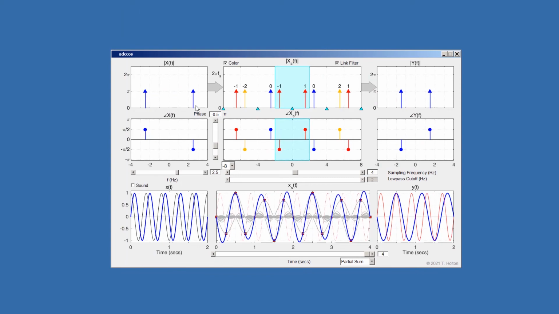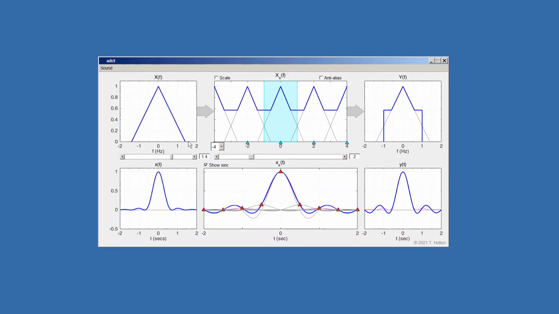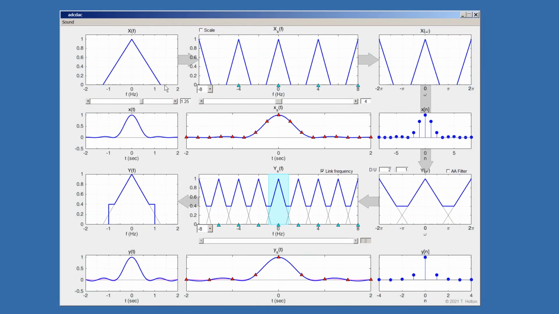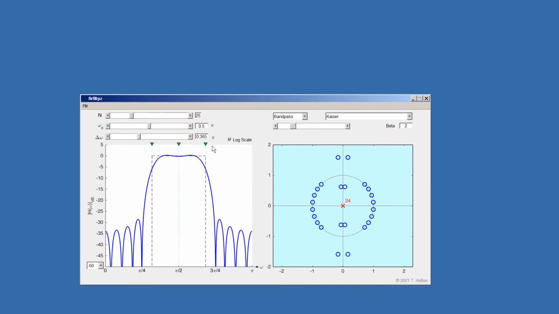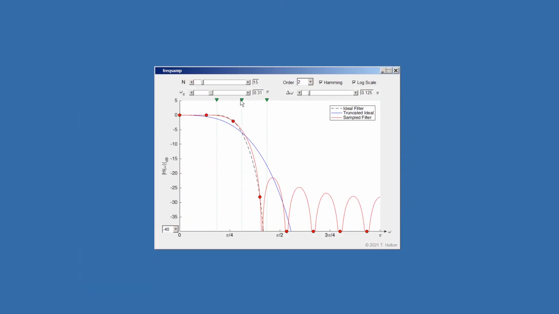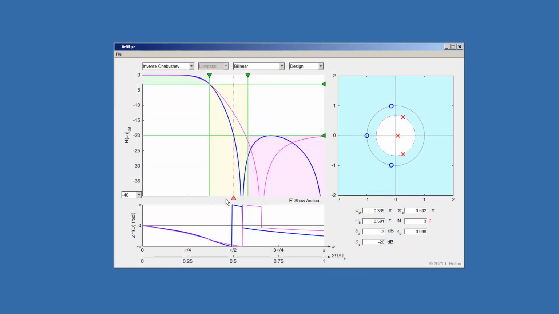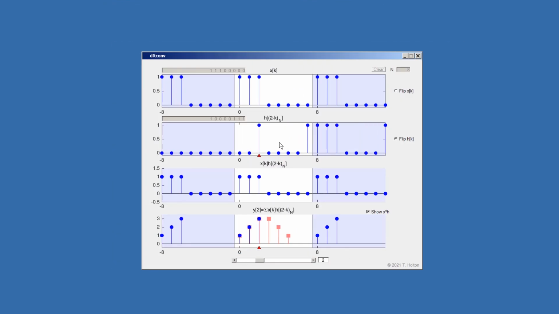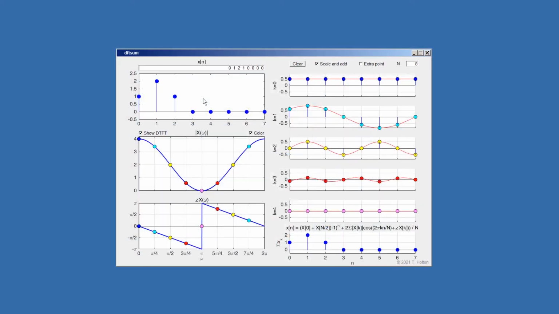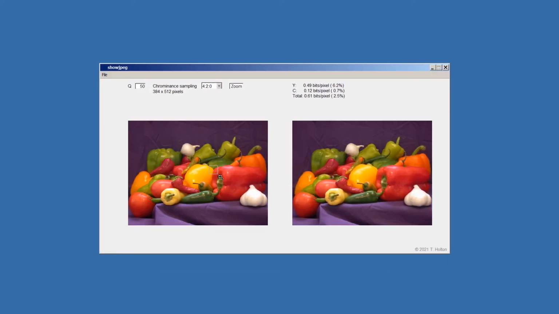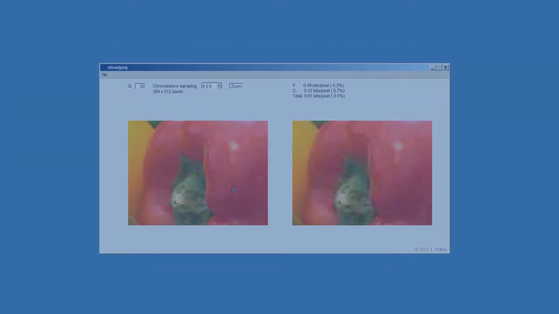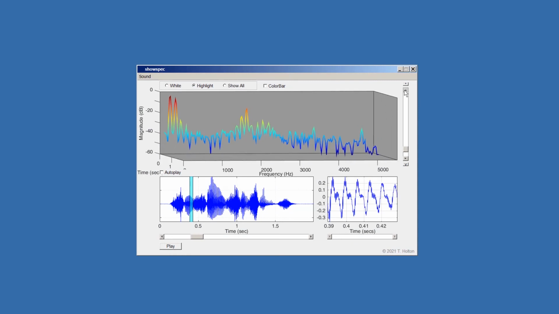A to D and D to A conversion, including upsampling, downsampling, resampling, and aliasing, the design of many types of FIR filters and their application to the filtering of speech and other signals, the design of IIR filters, circular shift and convolution using the DFT, the discrete cosine transform, and the short-time Fourier transform.